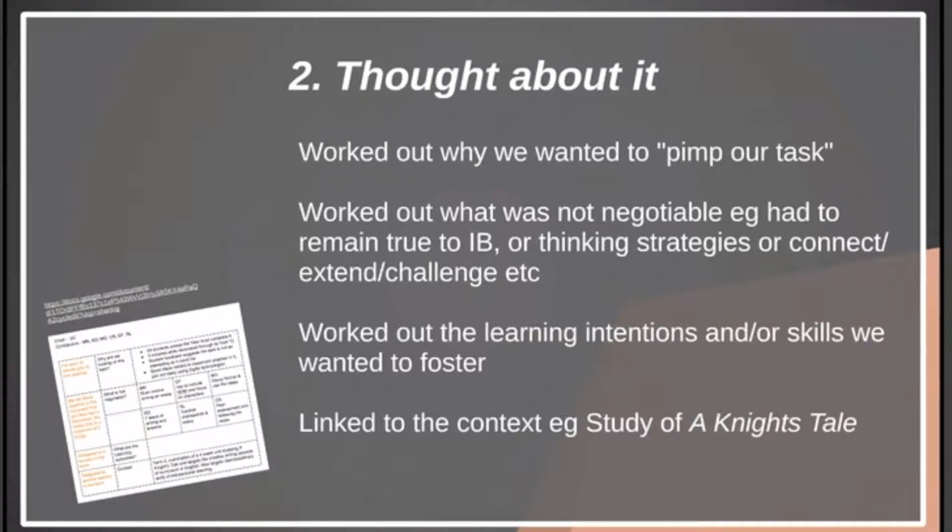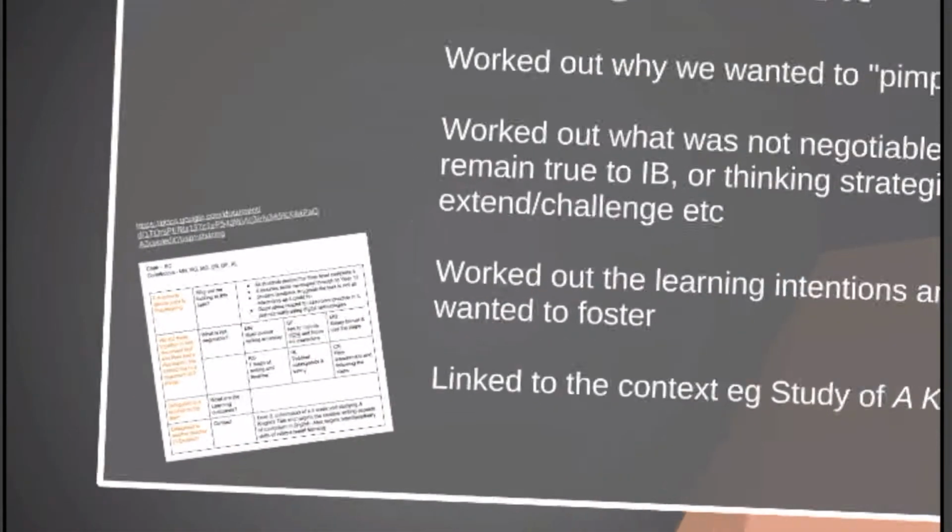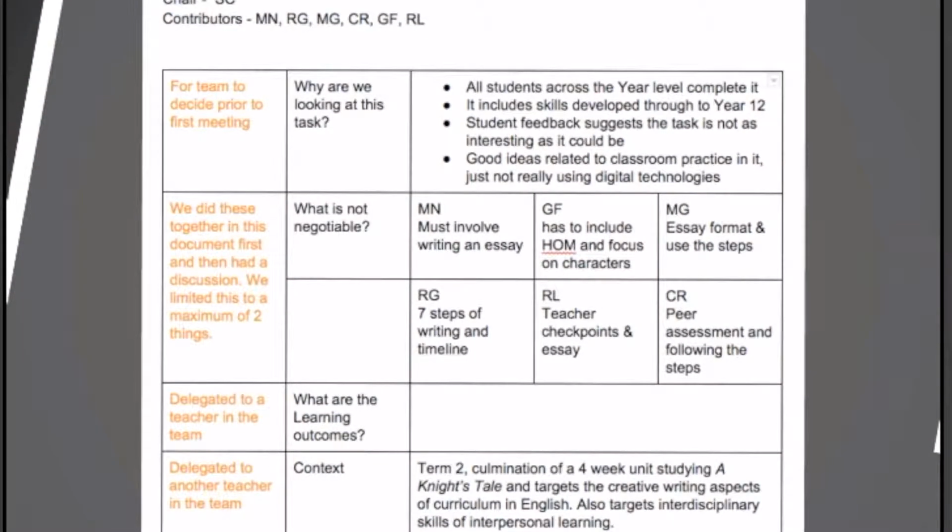Number 2, we started to think about why we actually wanted to look at this particular task. We had to work out what was not negotiable, and this is where we had to call on teachers within the school to say, well, look, what are the things that we must have in this, in line with what the school's recommended? Also, we wanted to work out what the learning intentions were for this particular assessment task and link it back to the context. So we had to do a bit of thinking first so we're all on the same page.